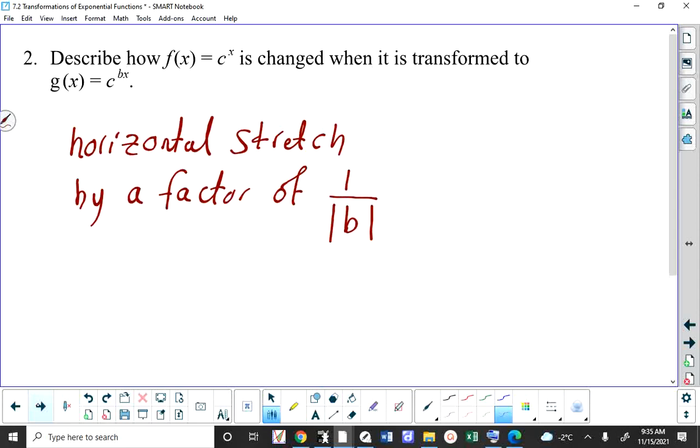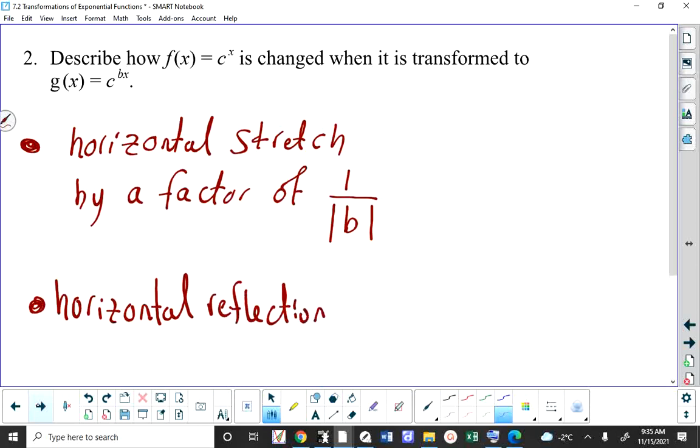I'm not going to go into more detail here, like if b is greater than 1, then it's a compressive stretch. If b is less than 1, it's expansive. We don't need to get into that. And also horizontal reflection if b is negative. And if anything, everybody, this warm-up is merely a reminder of the things that we should know anyway. This is a review.